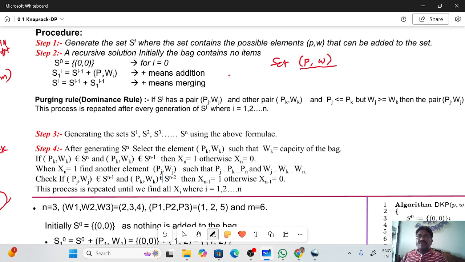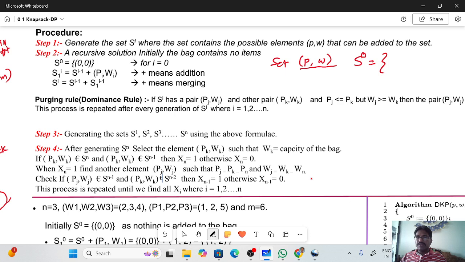So in this way we are going to maintain the pairs as a set, and initially we have one pair. That initial pair we call S0. Our items are 1 to n. Initially there is no item, there is no profit, so that is our initial set.